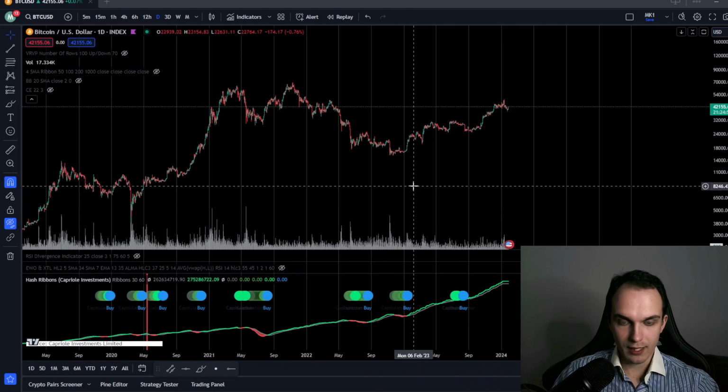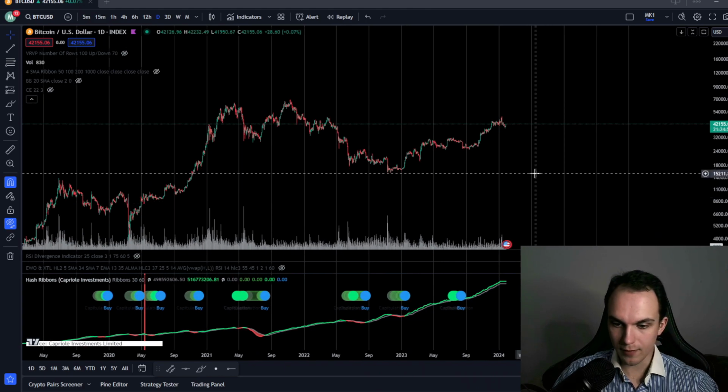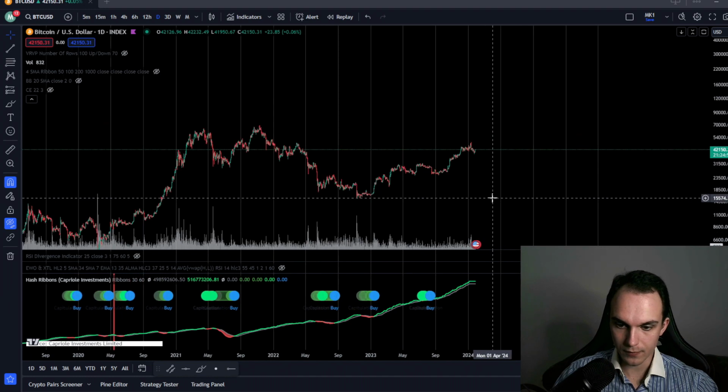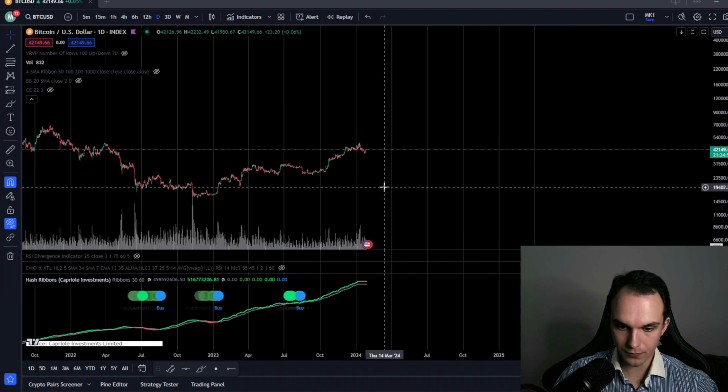The same type of halving is predicted in April. In April of this year, it turns out to be an all-time high in November.